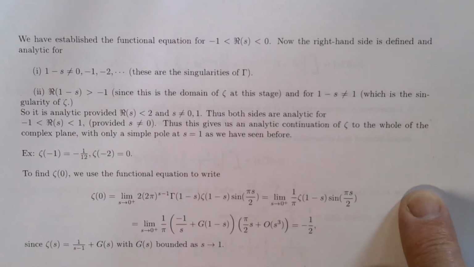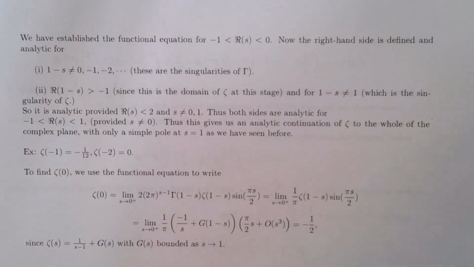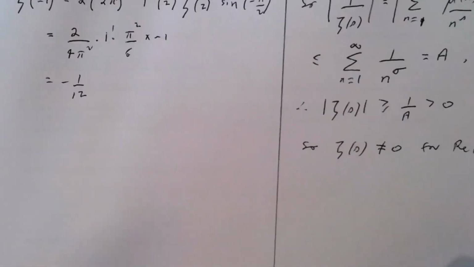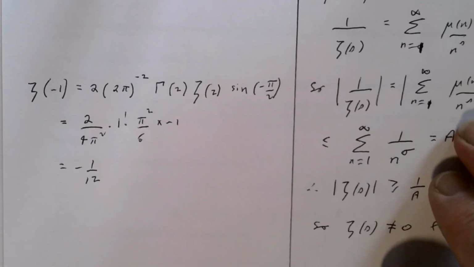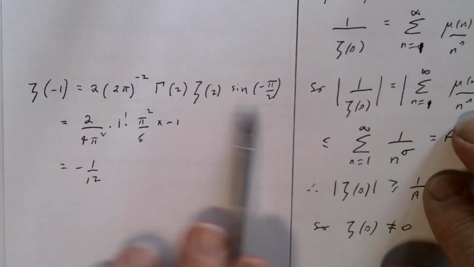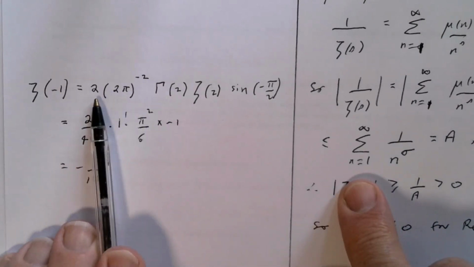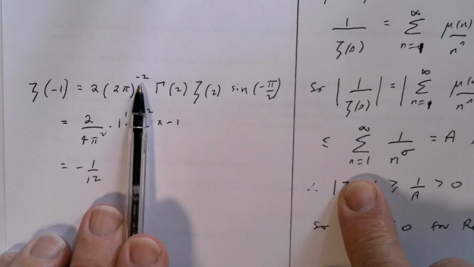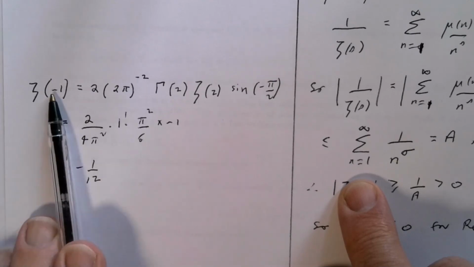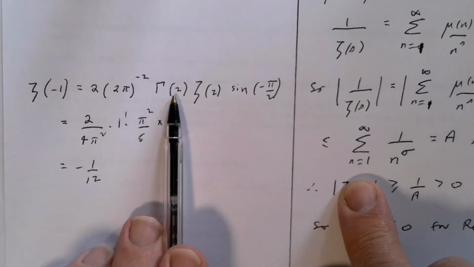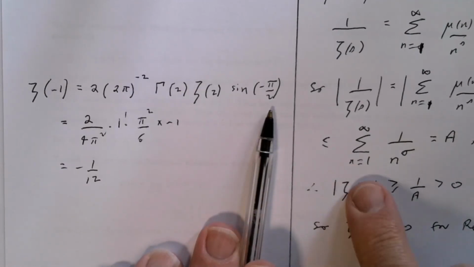Now, just to show you why zeta of minus 1 is minus 1/12, which is a kind of famous formula that Euler played around with, sort of semi-jokingly, I think, but this is an interesting little thing. So I'm going to use the functional equation. To get zeta of minus 1, I just put s as minus 1 in. So I get 2 times 2 pi to the minus 2, gamma of 2, zeta of 2. So 1 minus minus 1 is 2, and that's where these 2's are coming from. And then I get sine of minus pi on 2, putting s to be minus 1.